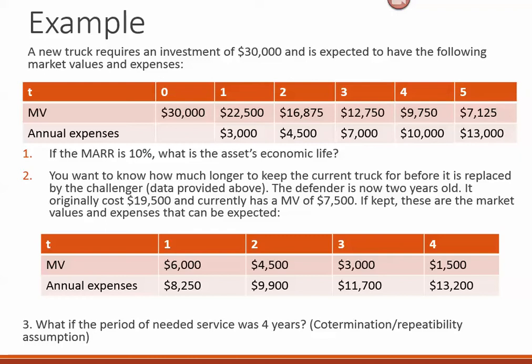It says a new truck requires an investment of $30,000 and is expected to have the following market values and expenses. So here you see it, the market values and the expenses. If the MAR is 10%, what is the asset's economic life? So we know how to do this. We've done it before, but let's do it again. And I'm going to go over to a blank space.